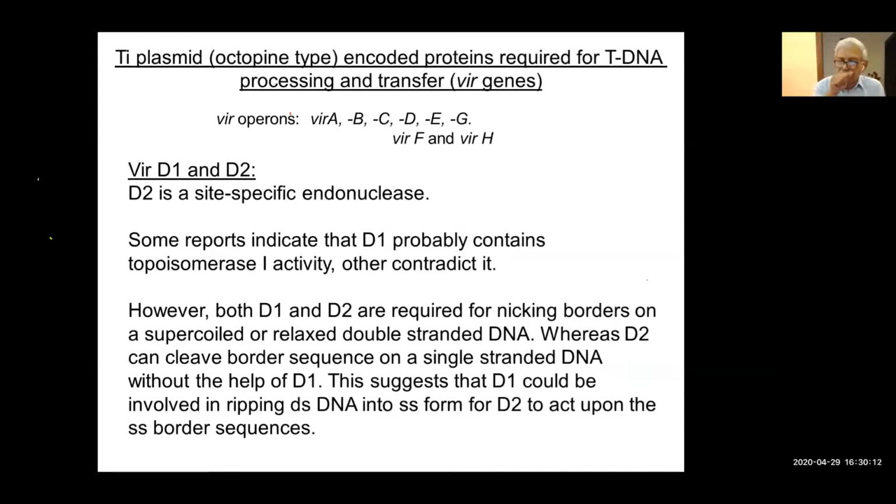So, we were talking about the virulence genes, and the figure is 8 to 11 virulence genes are there. The most important of them, which are actually responsible for infection and taking this tDNA to the host genome, are just a few. Okay, VirA, VirB, VirC, VirD, VirE, and VirG. F and H also, so they are 1, 2, 3, 4, 5, 6, 7, and 8 genes. Okay.